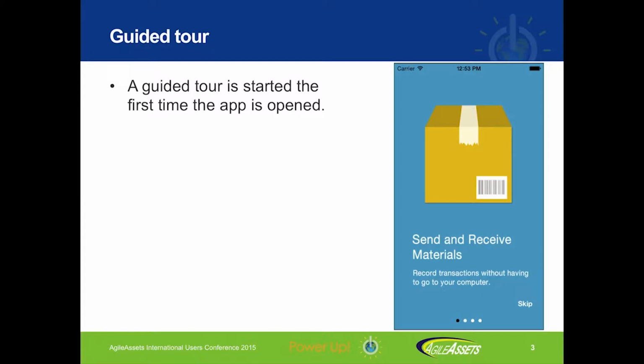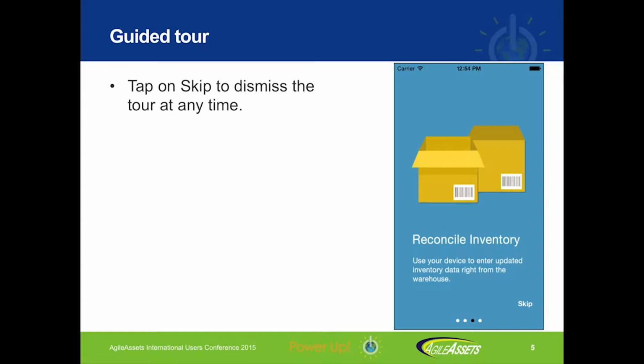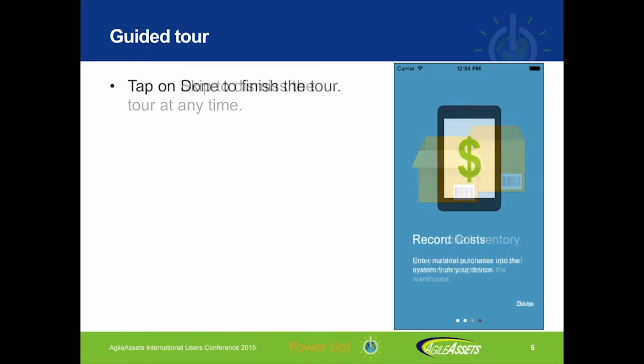So the first time that you launch the app, you will see a guided tour. This is something that Margaret showed on her slides yesterday. This is a brief overview of the functionalities of the app. It is a four-page guide. The first one is about sending and receiving material. You can go back and forth, scan barcode. At any time, you can tap on the skip button at the bottom right to dismiss the guided tour, or at the end, tap on done to finish.